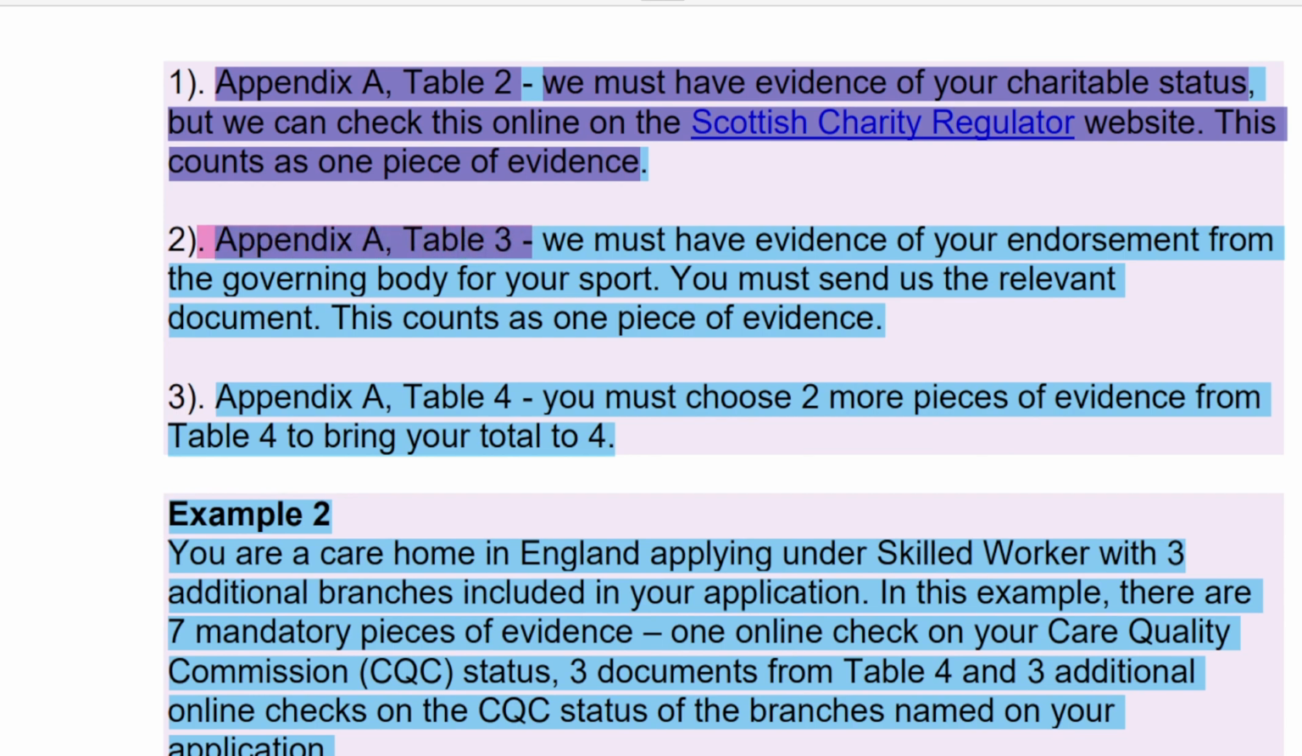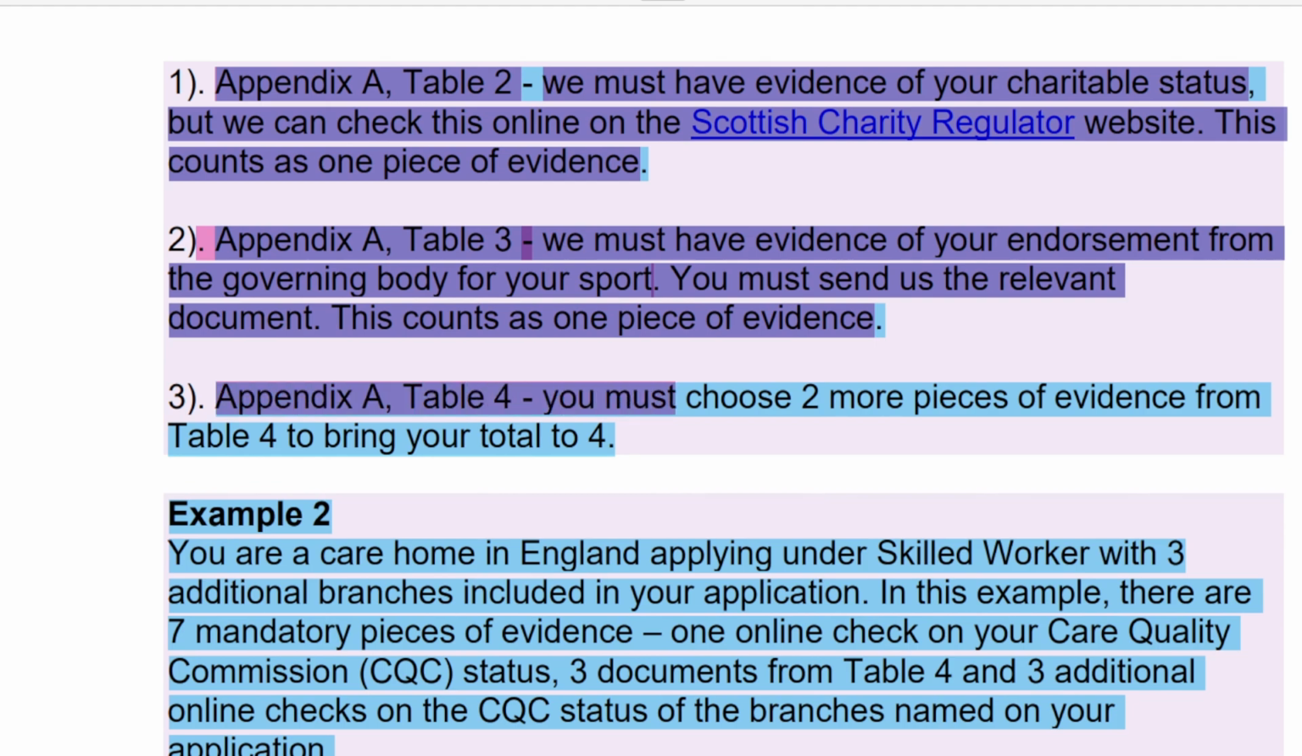Appendix A, Table 3. We must have evidence of your endorsement from the organizing body, the governing body of your sport. You must send us the relevant document. This counts as one piece of evidence.